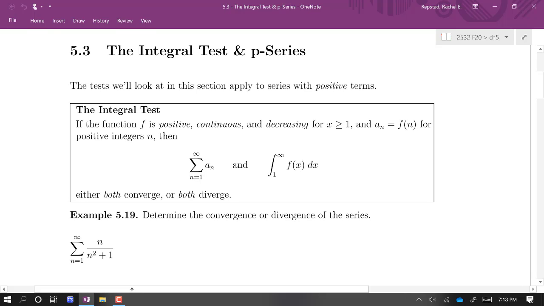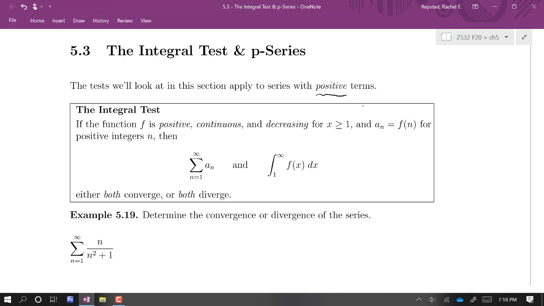All right, in this section, we're going to look at a couple of tests. It's really one test and then a special case of that test. But it's important to note that these tests just apply to series that have positive terms. And the basic kind of backbone test of this section is the integral test.